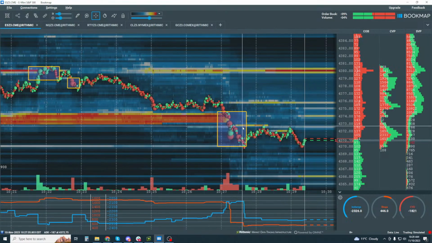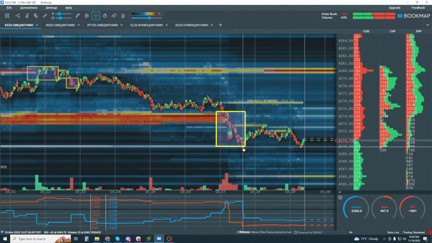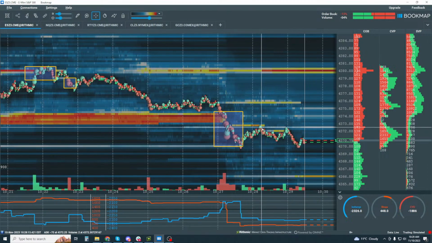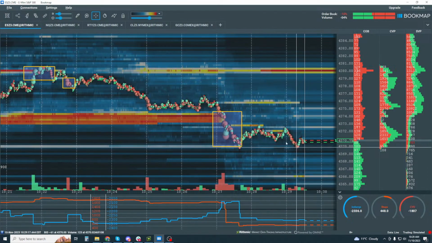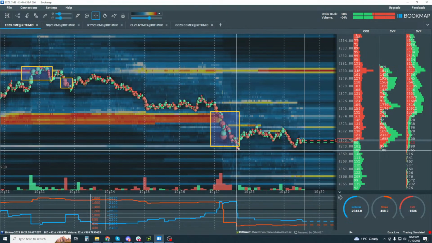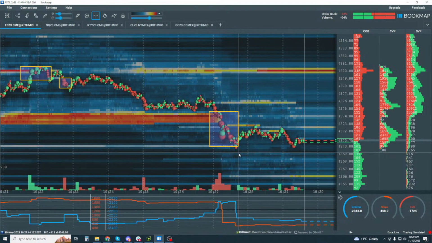Yeah, I'm not too sure about it here. I don't see that strong, consistent selling and then just a pullback followed by strong, consistent selling. I don't see it yet. All right, so I'm going to wait until I have more clarity.